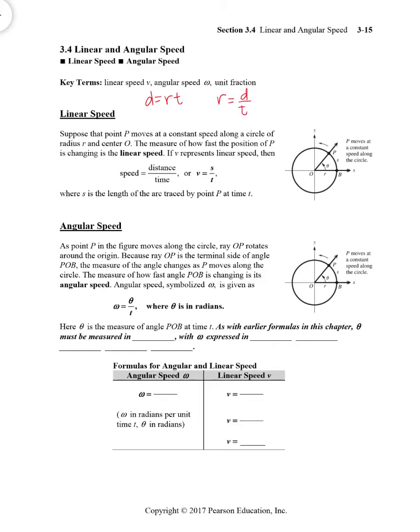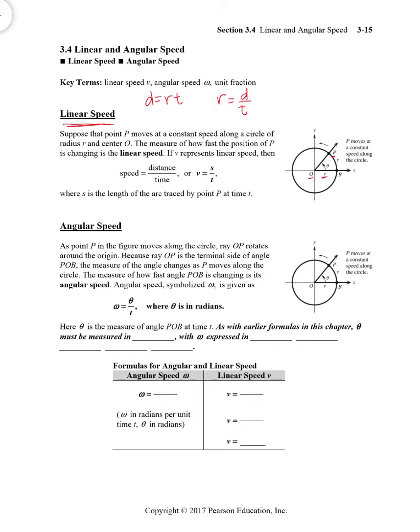Well, we're going to follow the same formula, just using different variables when we look at linear speed. So let's look here at linear speed. Suppose that a point P, so that's this point here, moves at a constant speed along a circle of radius r and center O. The measure of how fast the position of P is changing is the linear speed. So the linear speed measures how fast this point P, the position, is changing.